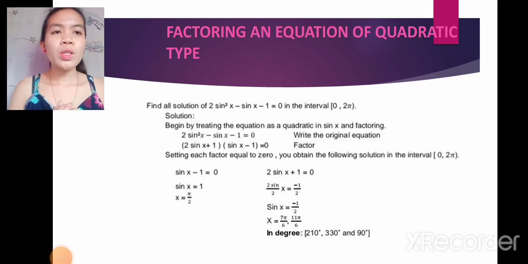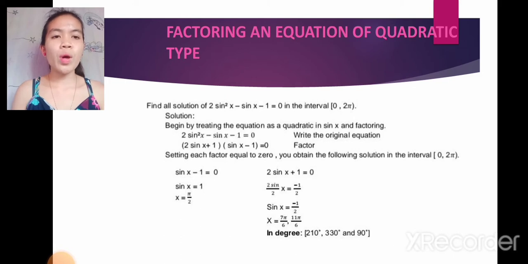So, factoring an equation of quadratic type. Find all solutions of 2 sin squared x minus sin x minus 1 = 0 in the interval 0 to 2 pi. Here is the solution. Begin by treating the equation as a quadratic in sin x and factoring. So first, write the original equation: 2 sin squared x minus sin x minus 1 = 0.